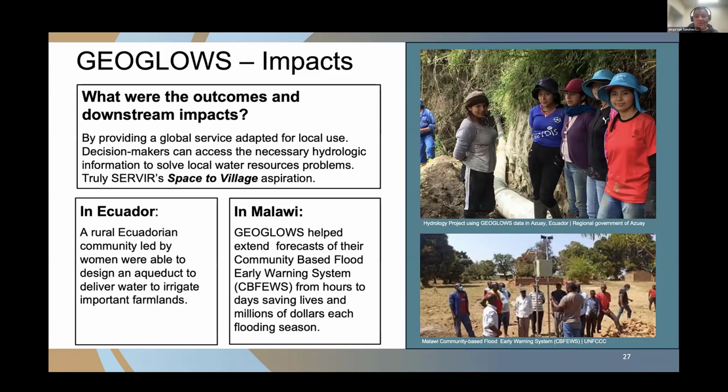The examples I want to show today are that in Ecuador, a rural Ecuadorian community led by women was able to design an aqueduct to deliver water to irrigate important farmlands by using this GeoGloWS model. And in Malawi, the GeoGloWS helped to extend forecasts of the community-based flood early warning system from hours to days, saving lives and millions of dollars in each flooding season.